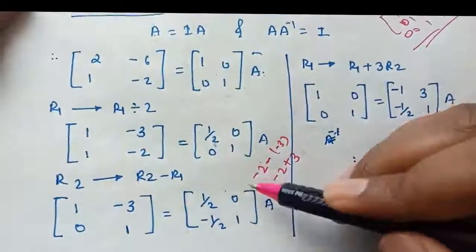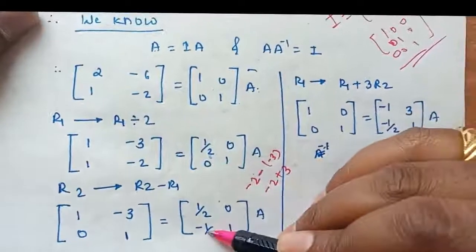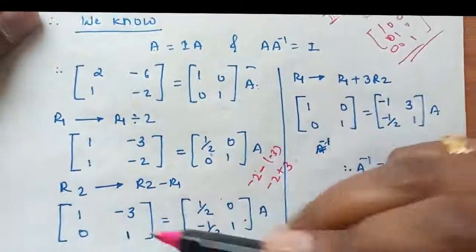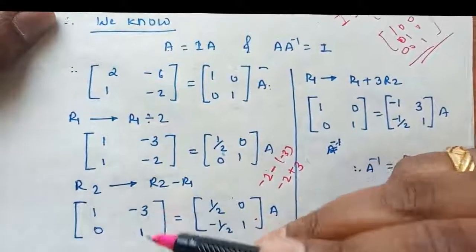Same thing I have to do here. So 0 minus 1 by 2 will be minus 1 by 2, and 1 minus 0 will be 1. So this is 1 0, then again I want 1 here and then 0 here.